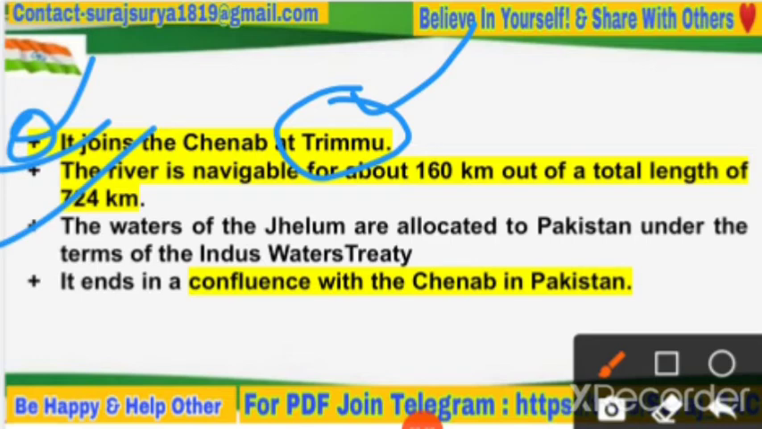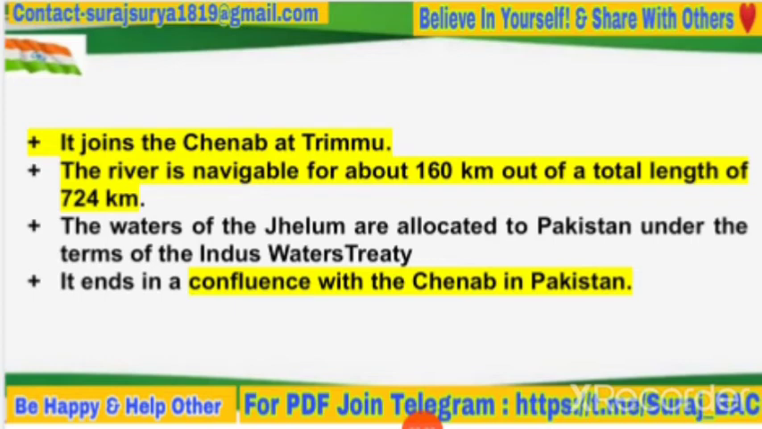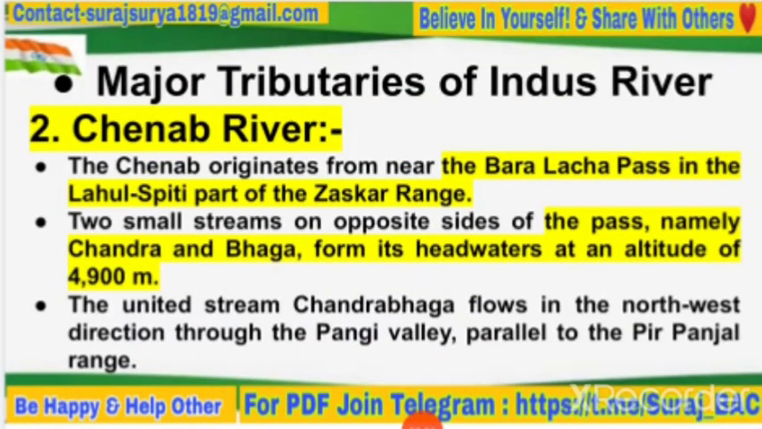The water of the Jhelum are allocated to Pakistan, as I discussed earlier. We are going to have an important knowledge of treaty which had been signed between India and Pakistan. The waters of the Jhelum River are allocated to Pakistan under the terms of Indus Water Treaty. It ends in a confluence with the Chenab in Pakistan, because when it merges into the Chenab, it ends its confluence with the Chenab in Pakistan, which is the place where the Jhelum joins the Chenab, that is Trimmu. Now this is the Chenab River.